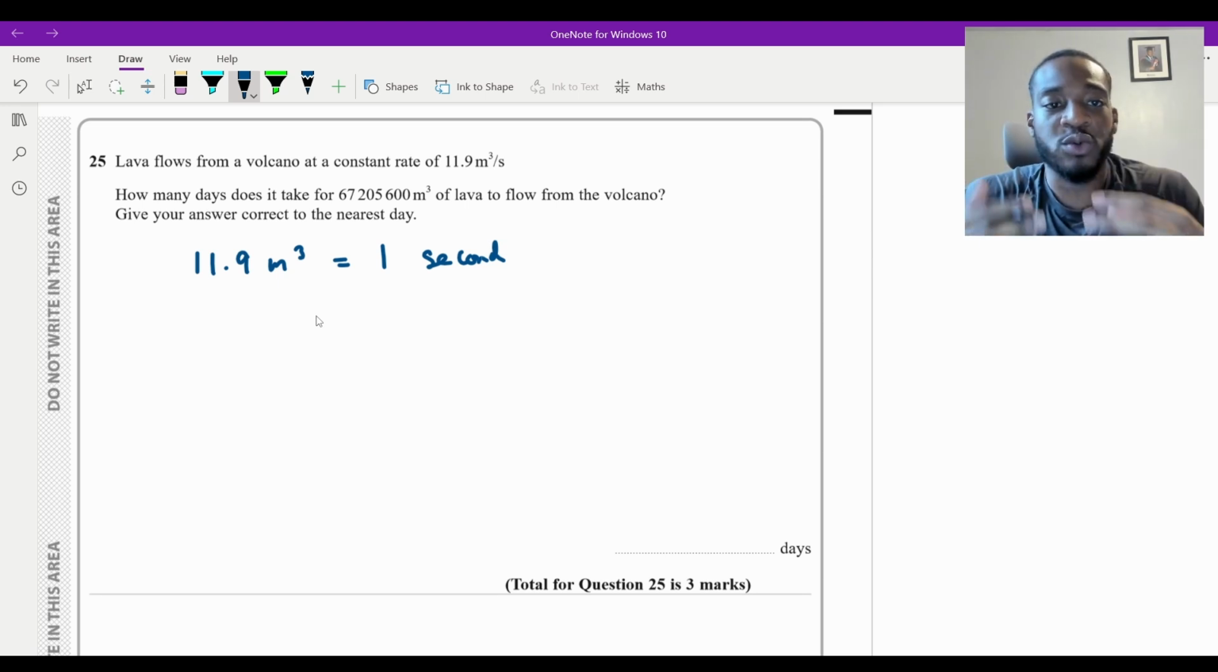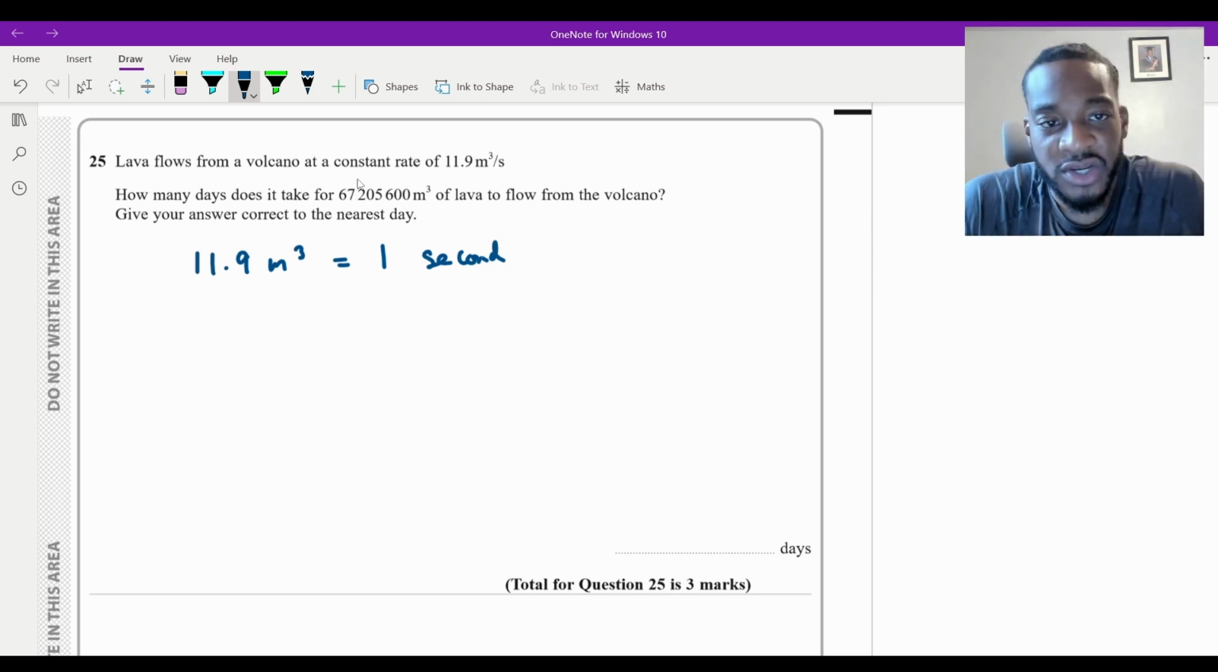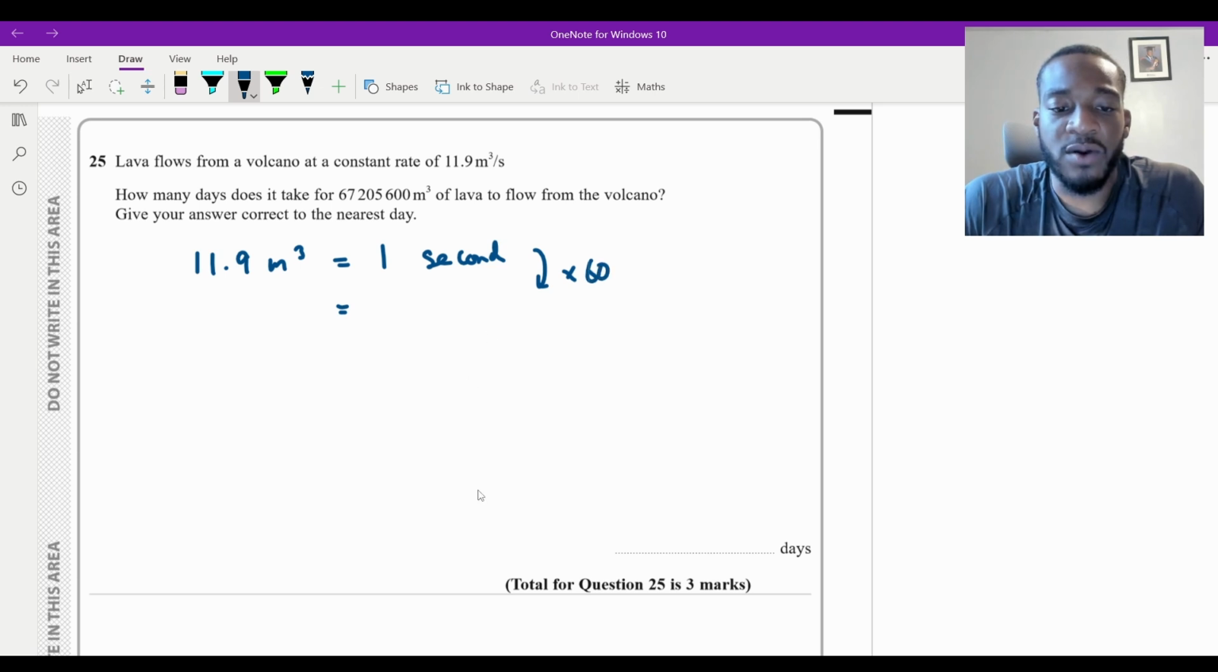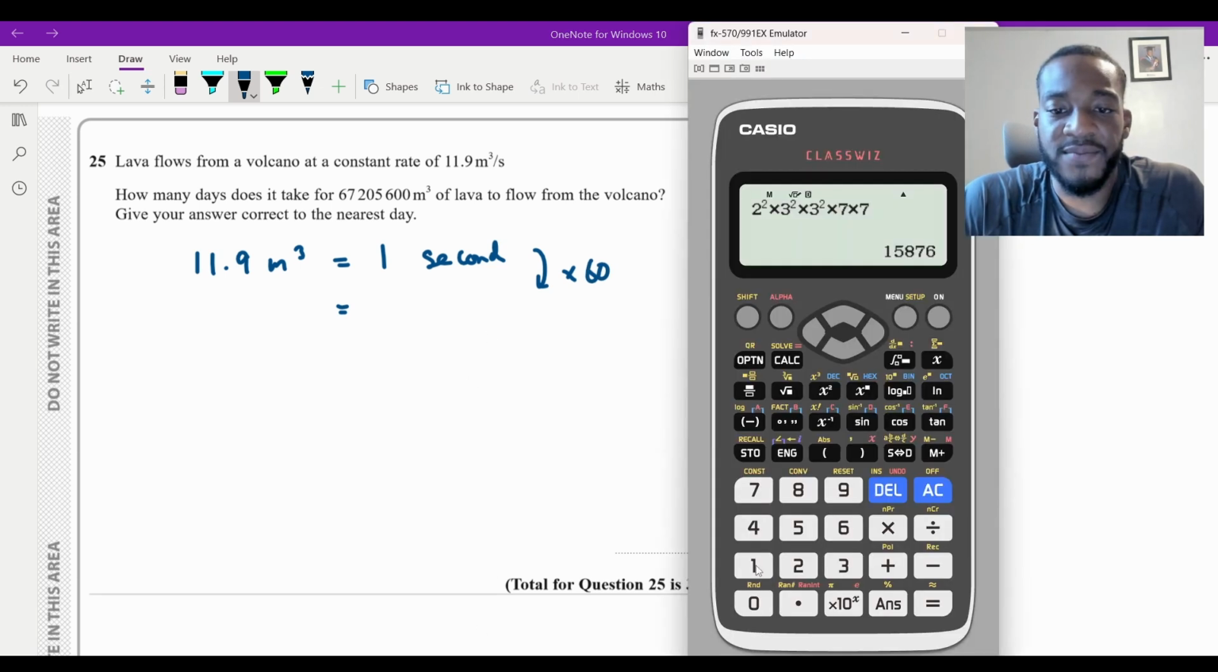To see how much it will be per day, and then just figure out how many of the volume that you get for the lava will go into this number. So it's not too bad. First I'm dealing with seconds. I want to change this to at least a minute, which is obviously 60 seconds. So I'm going to times this by 60, and I'm going to put 11.9 times by 60.